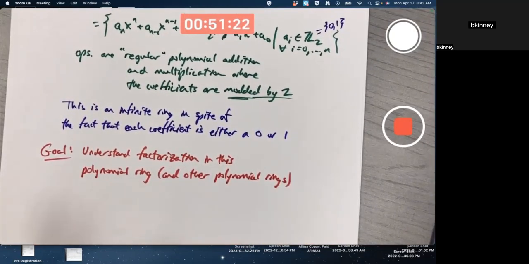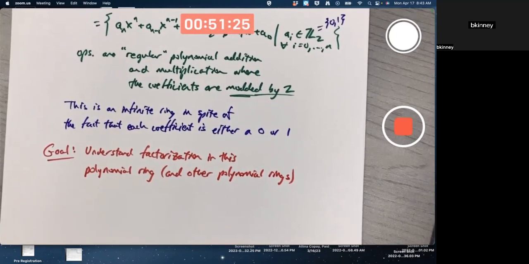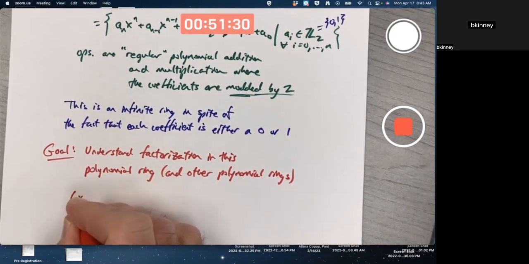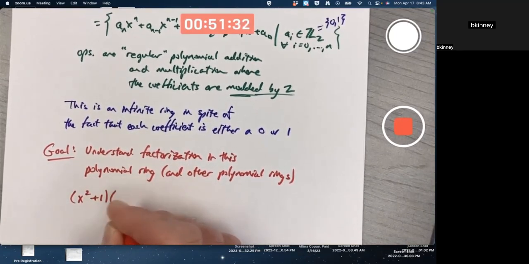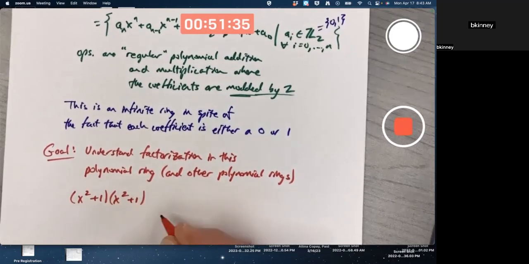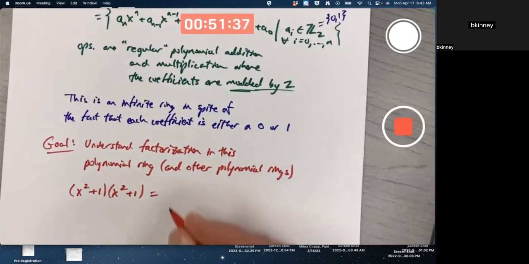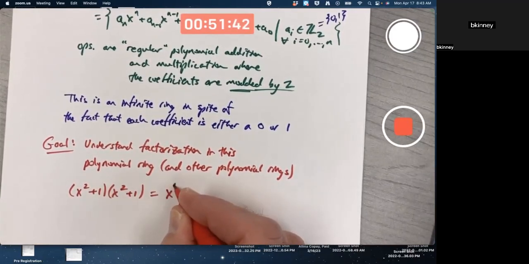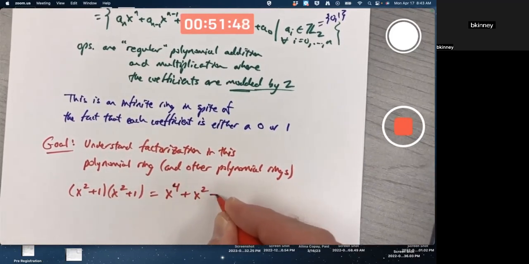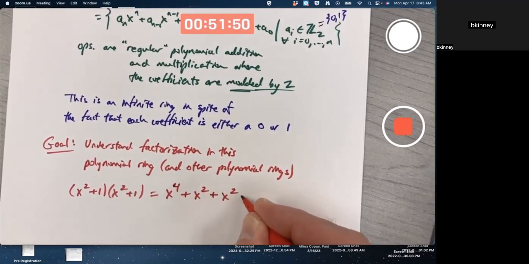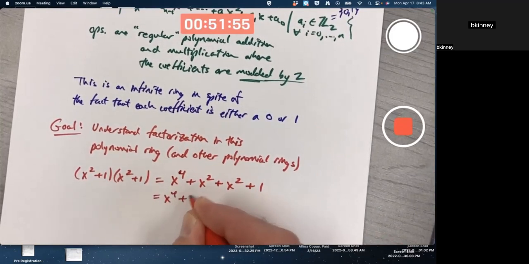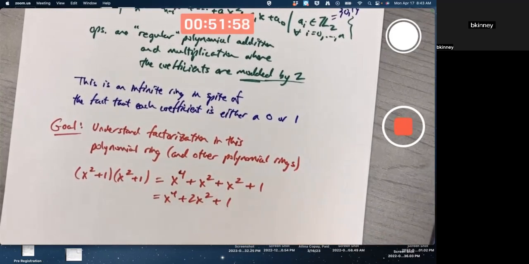I showed you an example of a multiplication in this ring last time. Let's do another multiplication. x squared plus 1 times itself, for example. You do FOIL in the ordinary way here. x squared times x squared gets done first, giving you x to the fourth. Outside times outside is x squared times 1. Inside times inside is 1 times x squared. Last times last is 1 times 1. It's okay if you write this, x to the fourth plus 2x squared plus 1.